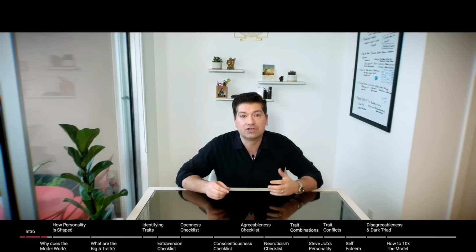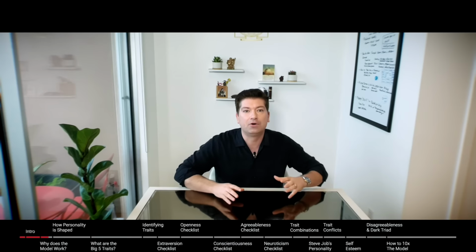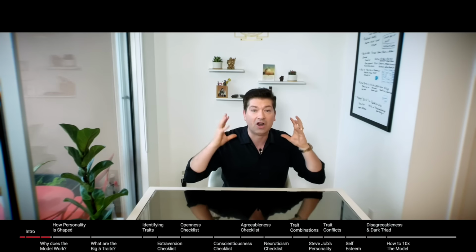And then in the 2000s, neurologists found out that there was a biological component to the model. For example, extroverts receive dopamine hits whenever they engage in goal-seeking behavior. Their brain literally rewards them, so they're wired to be more extroverted. And this also pertains to the other traits as well.